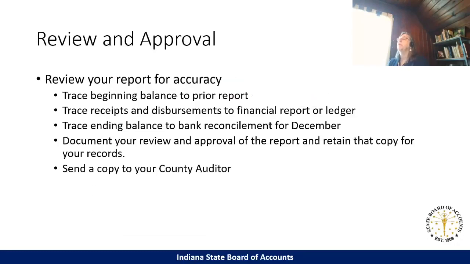In reviewing, make sure that the beginning balance ties to the prior year's ending balance. Trace the receipts and disbursements reported to the financial reports from your financial software. Trace the ending balance to your bank reconcilement for December and make sure it is mathematically correct. That is, your beginning balance plus your receipts minus your disbursements equals your ending balance. Document the review with a date and signature or initials, and don't forget to keep a copy for yourself and send a copy to your county auditor.